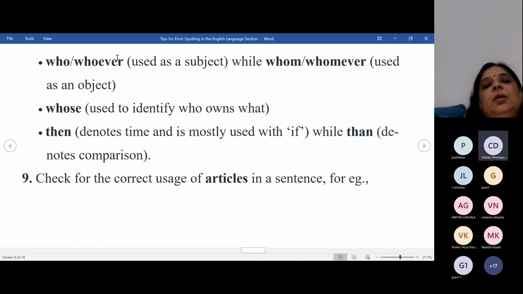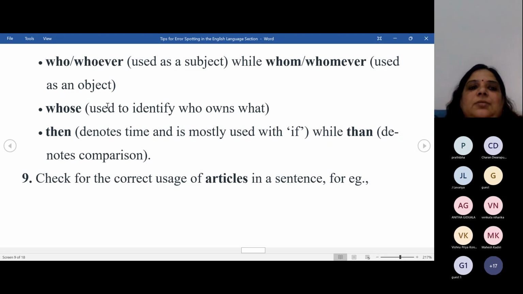They. Who is your subject pronoun? Whoever is also a subject pronoun, right? Who and whoever are your subject pronouns, and whom and whomever are your object pronouns. So remember that. And whose is used to identify who owns what, okay? Whose book is this? Whose phone is this? When you're questioning, okay? Then denotes time and is mostly used with if, while than denotes comparison.